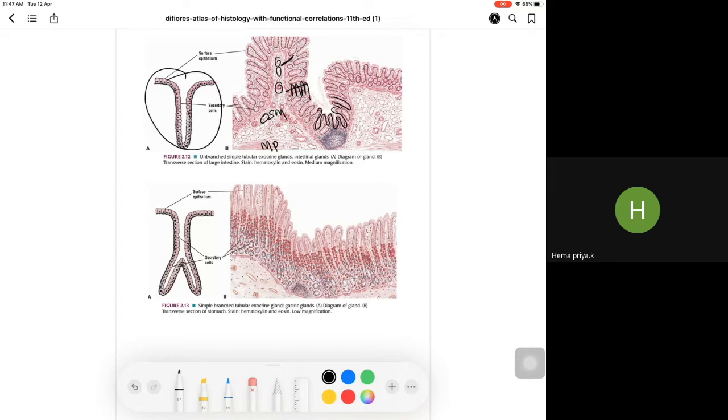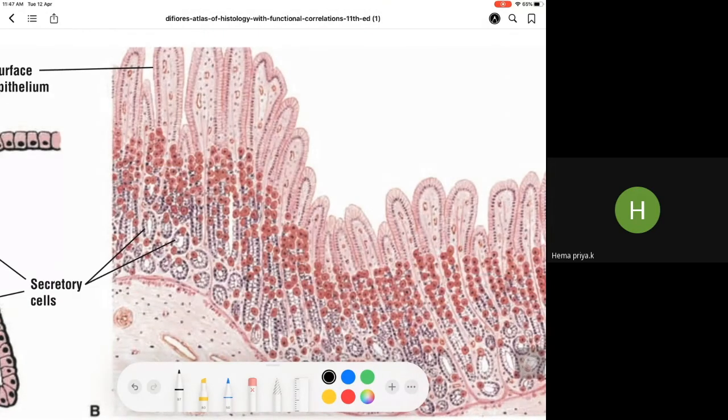And you see here, 2.13, simple branched tubular exocrine gland, gastric glands. A. Diagram of gland. B. Transverse section of stomach. Stain, hematoxylin and eosin. Low magnification, sir. Here they are marked, surface epithelium of both the images, and then the secretory cells, sir. And one more addition, can you see this fried egg appearance? Yes, sir.